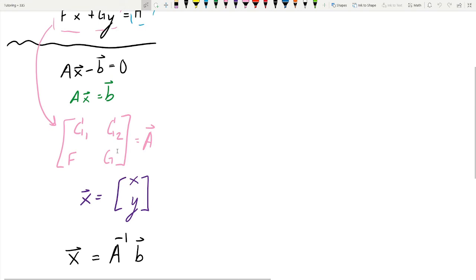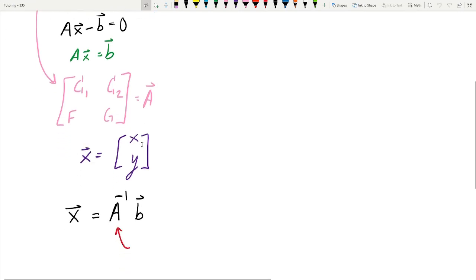And it's very, very important, if you work on this, that this A has to come before the b when you're multiplying. You can't just do b times A to the negative first. That will not work, and I believe MATLAB will actually throw an error at you if you try and do that. So it's very important that it's in the form of A to the negative first times b.